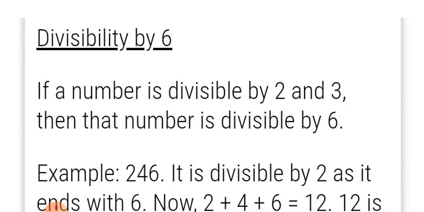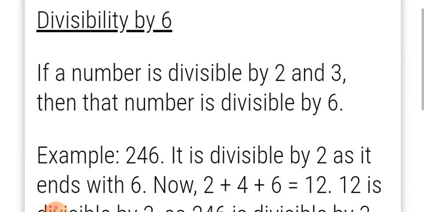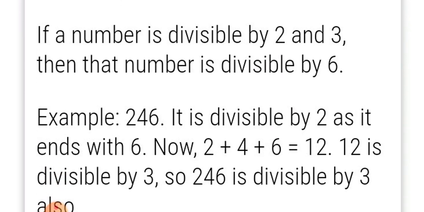Now the next, divisibility by 6. If a number is divisible by 2 and 3, then that number is divisible by 6. So children, to check the divisibility by 6, you have to check the divisibility of that number by both 2 and 3. If both are satisfied, then that number will be divisible by 6. Look at this example, 246.